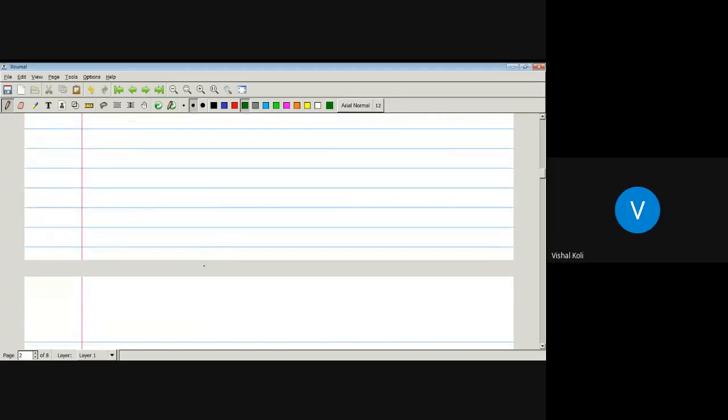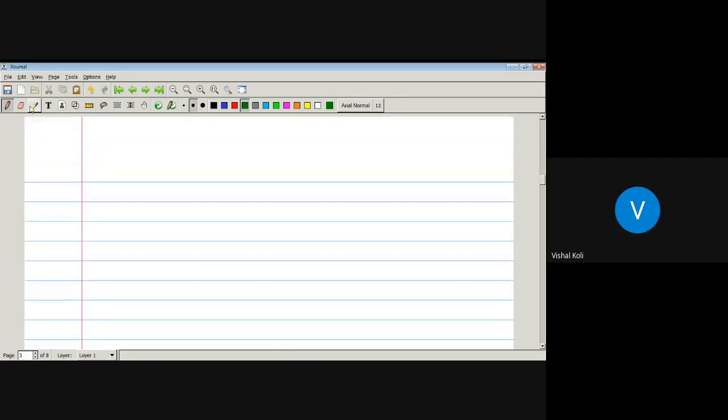Okay. In this way we can find out the radius of convergence.